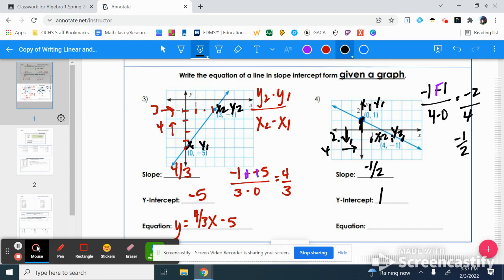So as I get ready to write my equation, y equals, I'm going to use the reduced version of -1/2. That's my slope, down 1 to the right 2. Leave the x in the problem because we need it to be an equation. And my y-intercept was +1, so +1.